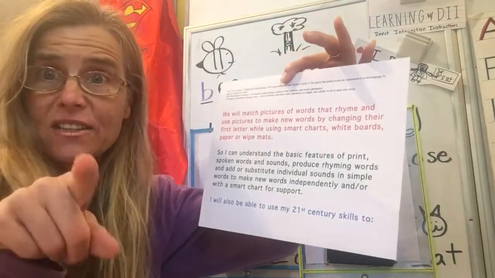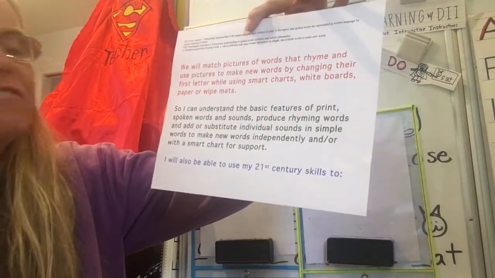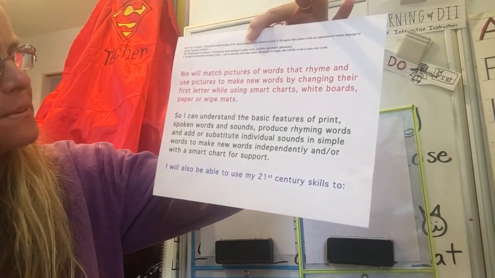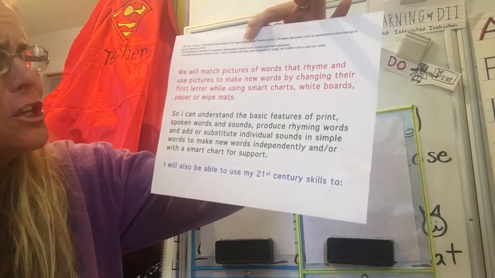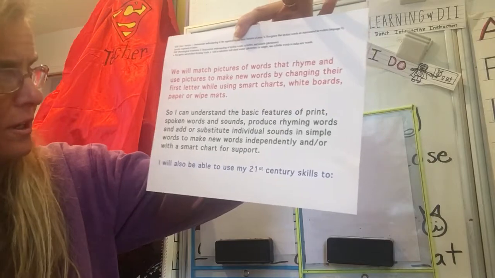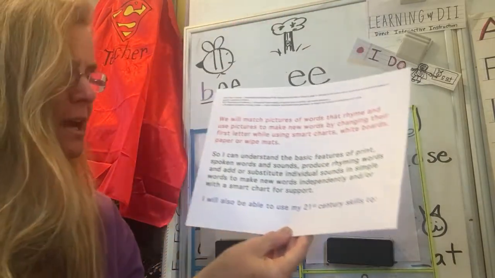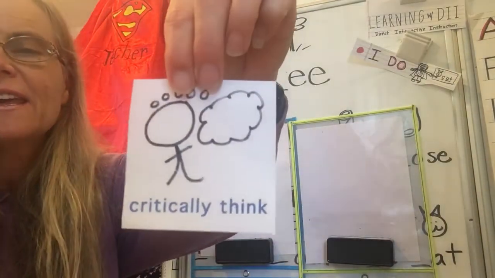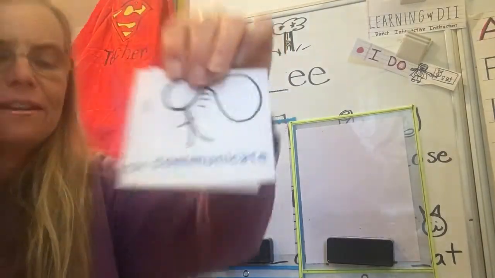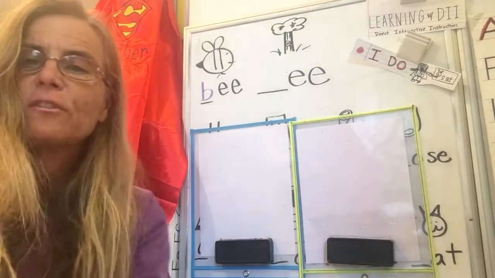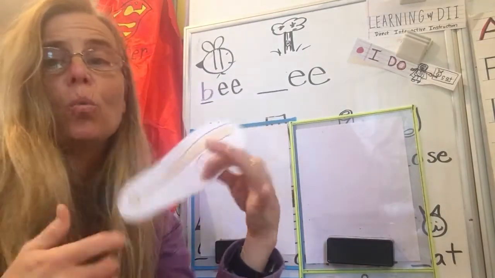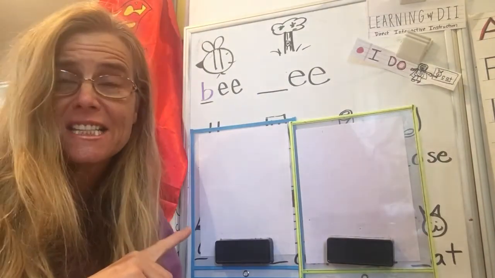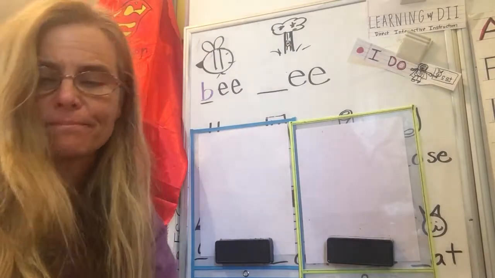So I can, now this is the learner's part, understand the basic features of print, spoken words, and sounds, produce rhyming words, and add or substitute individual sounds in simple words to make new words independently and or with a smart chart for support. I will also be able to use my 21st century skills to critically think and communicate. And if I'm going to break that down for my learners, when we are through, I will be able to rhyme and change the beginning sound of words to make new words.